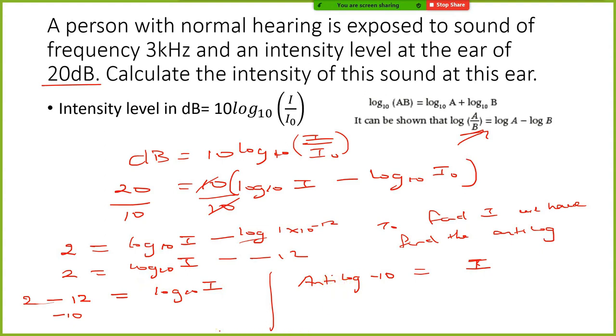Can you please repeat that? On your calculator, the way you found log of 1 times 10 to the minus 12, if I wanted to find the anti-log, you would have to do the opposite, which is to shift the log button to get the anti-log. So try shift the log button for the anti-log, put in minus 10, and tell me what you're getting.